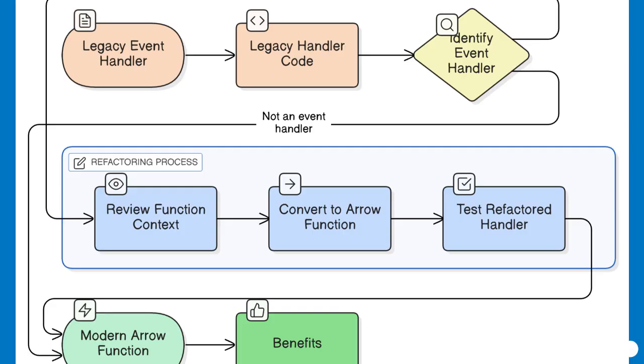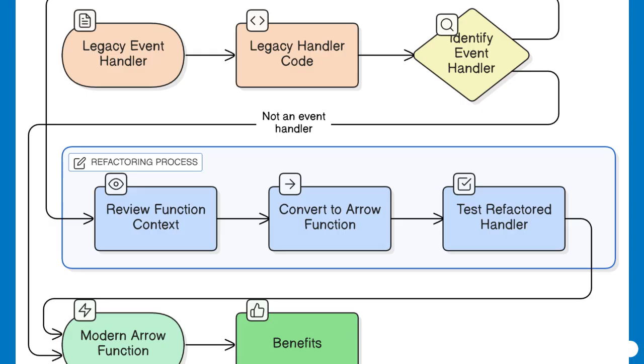Arrow functions in JavaScript revolutionize how developers write functions, especially in the context of event handlers. Imagine a world before arrow functions. A developer needed to be vigilant about the meaning of this, often resorting to verbose patterns to ensure the correct context. In legacy code, event handlers were commonly written using standard function expressions.